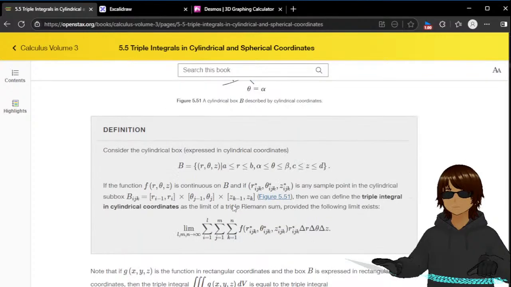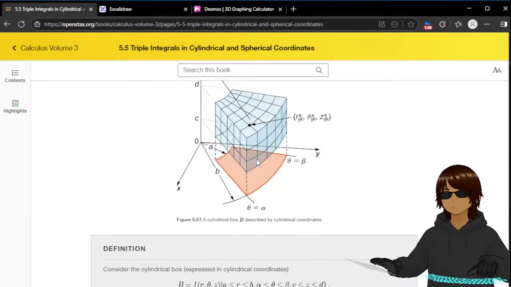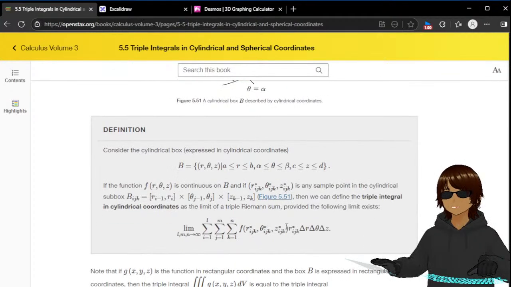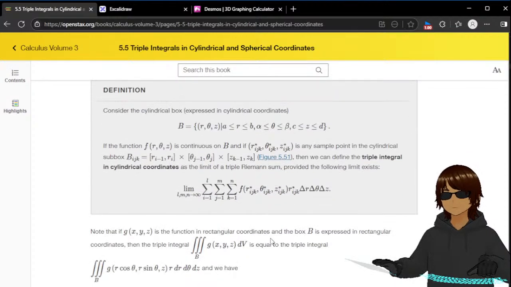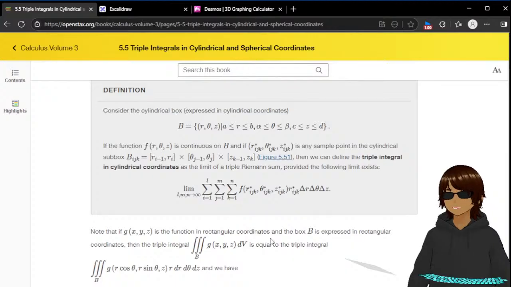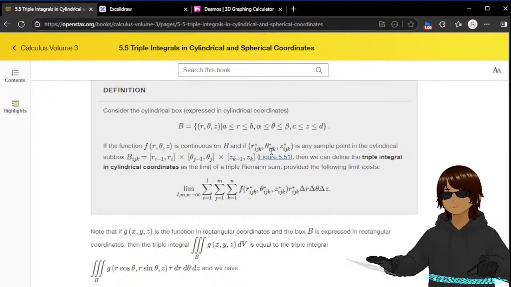So we have f of some r inside the box, some theta, some z. We are multiplying with that r again, and then delta r, delta theta, delta z. If the function is continuous on P and r star, theta star, z star is any sample point in the cylindrical subbox, then we can define the triple integral as the limit of the triple Riemann sum, provided the following limit exists.